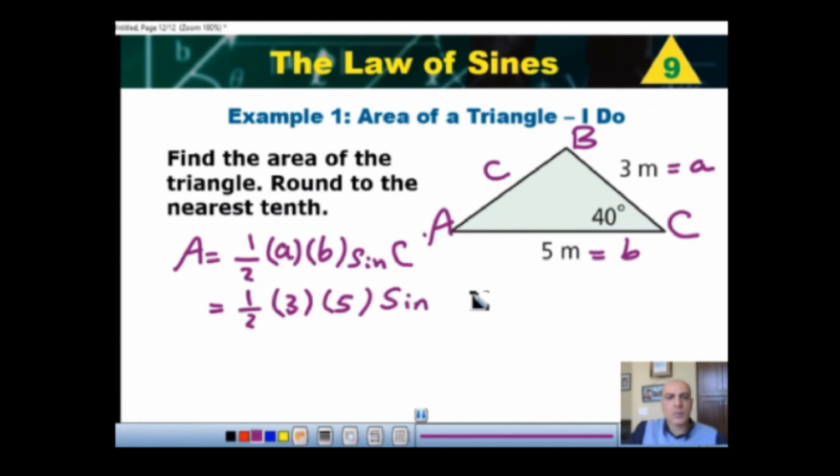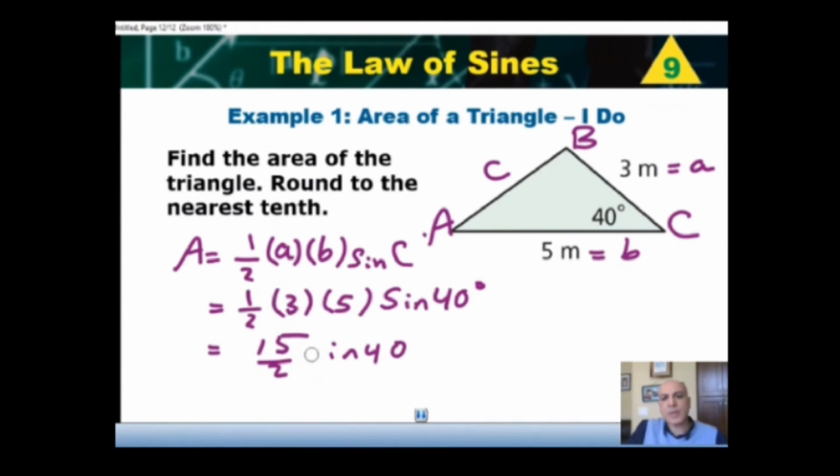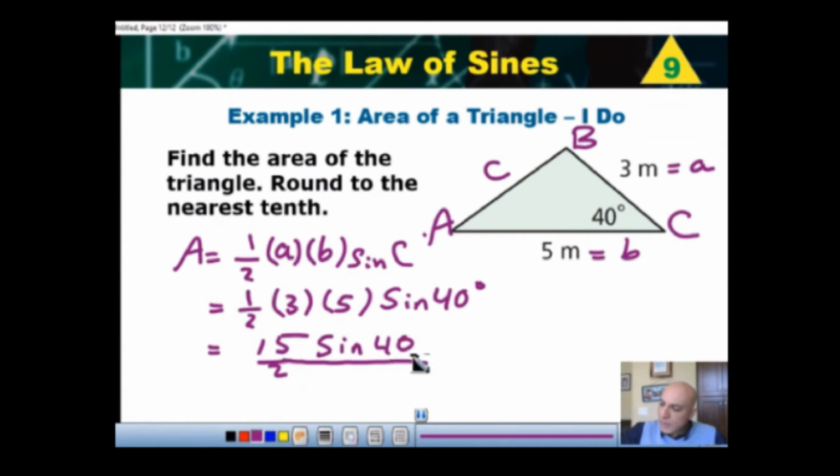Hopefully there is something I could cancel, but there isn't in this case. So 3 times 5 is 15. Divide that by 2, sine 40. Depending on your calculator, some calculators are smart enough to know that you're multiplying and then dividing. Some of them tell you, no, I can't do that. You just have to do the top and then divide it by the bottom. It just depends on what your calculator is doing.